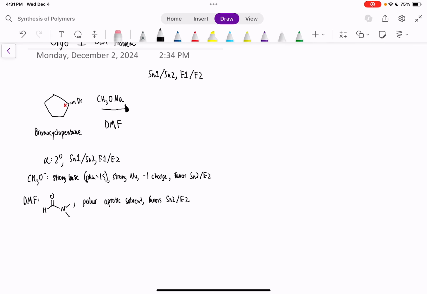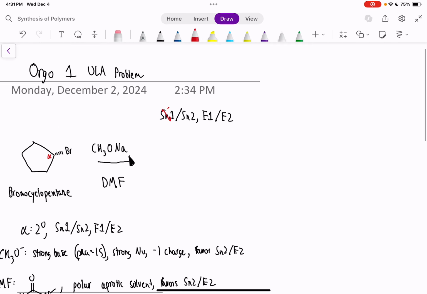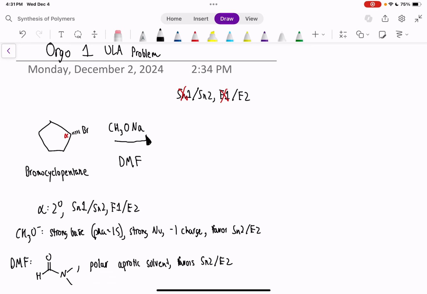But since we have both a strong base and strong nucleophile, negatively charged, and a polar aprotic solvent, we know that this is going to go through an SN2 or E2 mechanism. So let's go ahead and cross off SN1 and E1 and draw our products. Now, we know there's going to be a mixture of both. Here's our E2 product, and this will be our SN2 product.